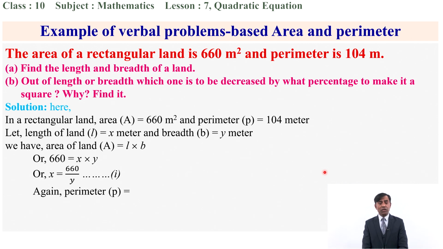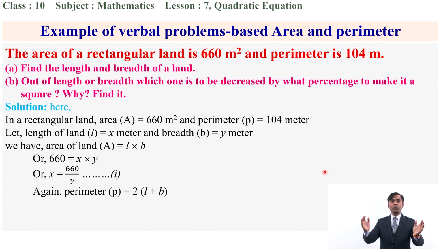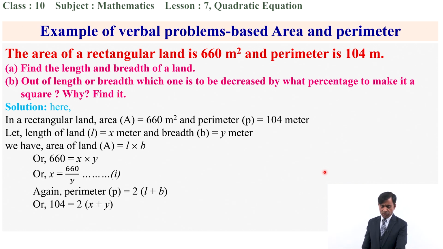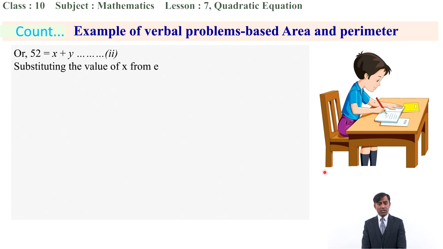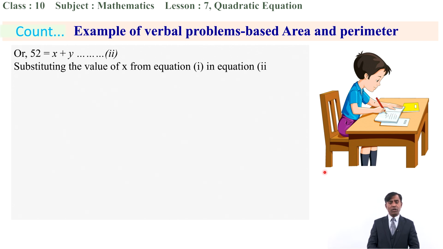After this, the second condition, the perimeter, is given. We know perimeter is equal to 2 times (L plus B). Again, let's substitute the respective values. So the perimeter 104 is equal to 2 times (x plus y). Then 104 divided by 2 is 52. 52 is equal to x plus y. This is equation second. Then we substitute the value of x from equation 1 into equation second.